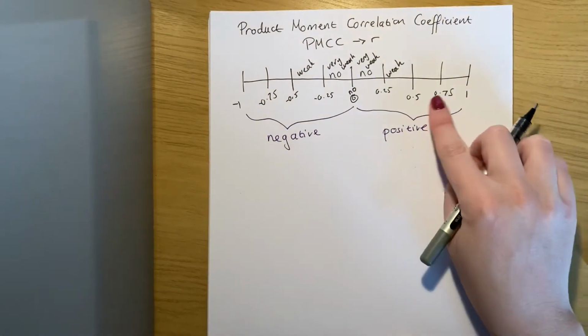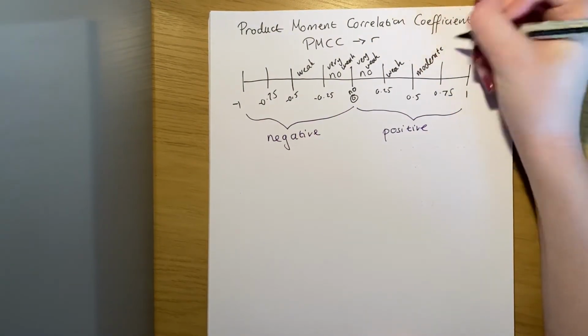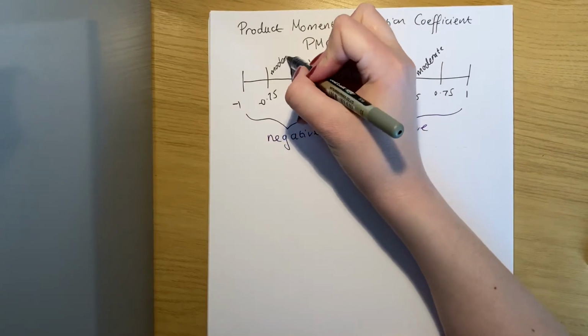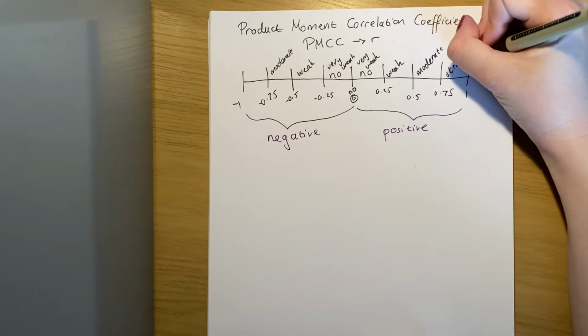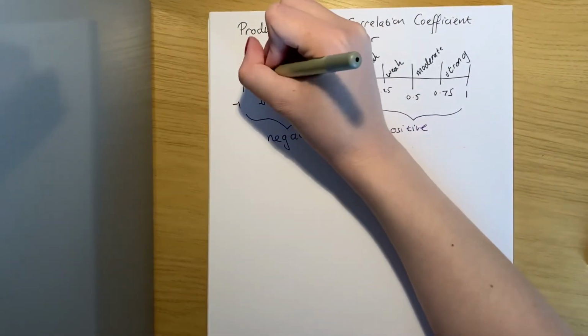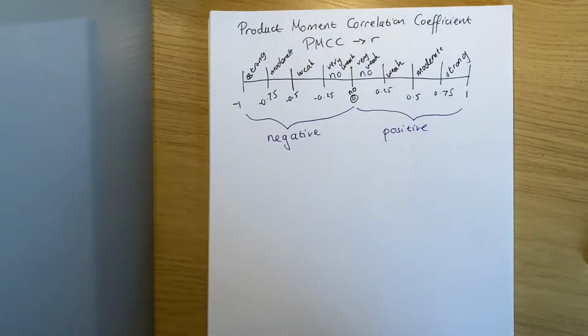Between plus or minus 0.5 and 0.75, we would call that a moderate correlation. So it's moderately negative or moderately positive. And then between plus or minus 0.75 and 1 is a strong correlation. So a strong positive or a strong negative. So we can calculate the PMCC on our calculator for data and use that to describe a correlation.